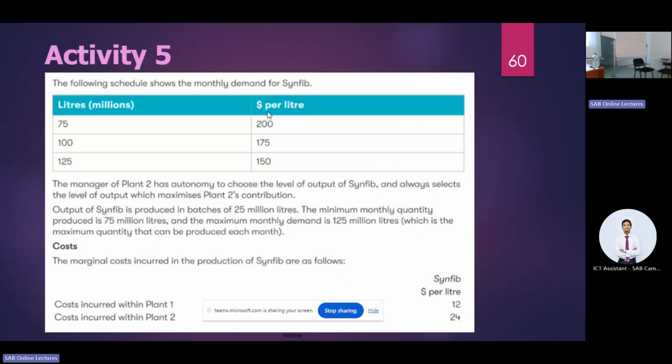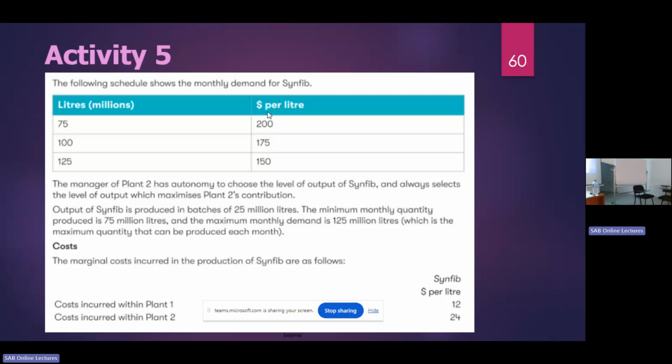If you are producing and selling 100, your selling price would be 175. The price decreases, the demand increases. You can sell it for 150, then you can sell 125 units. Right? The manager of plant 2 has autonomy to choose the level of output that selects the level of output which maximizes the plant 2 contribution.